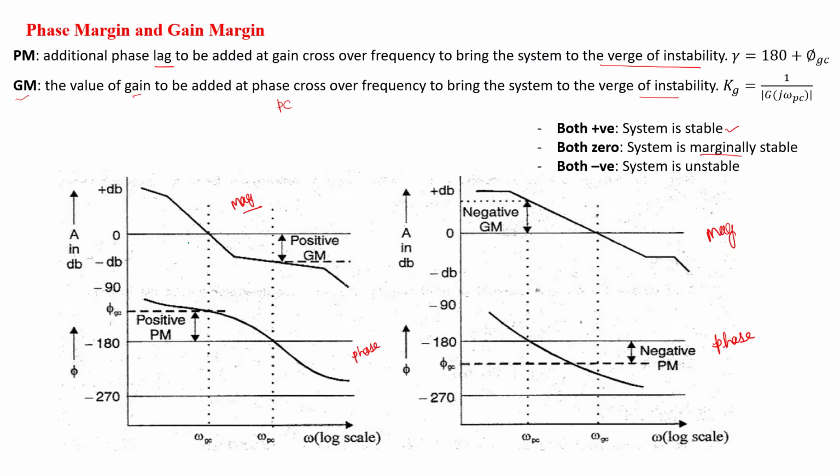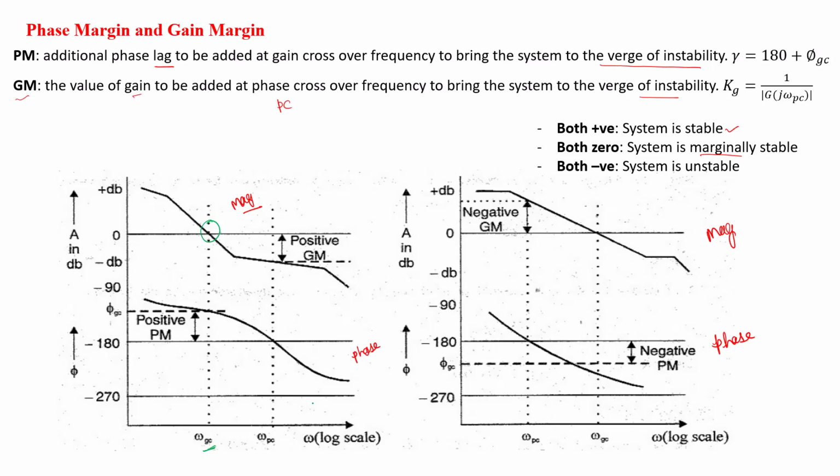Now we need to understand what the gain crossover frequency is and what the phase crossover frequency is. Where the magnitude graph crosses 0 dB, that corresponding frequency is called the gain crossover frequency. In other words, the frequency at which the magnitude crosses 0 dB is the gain crossover frequency.